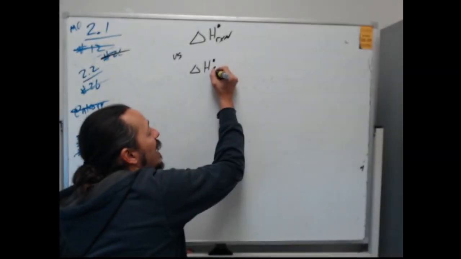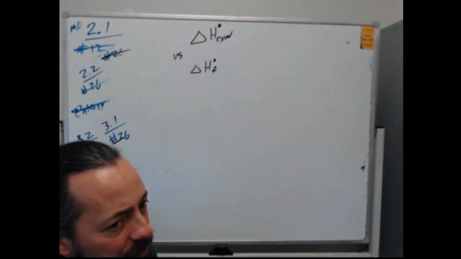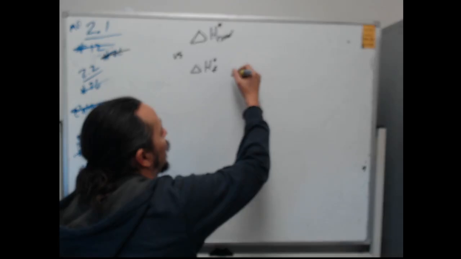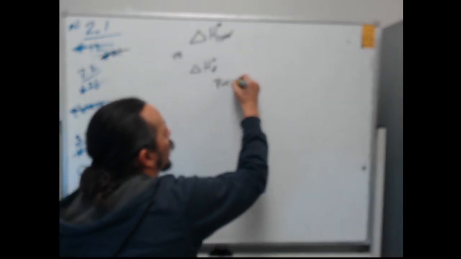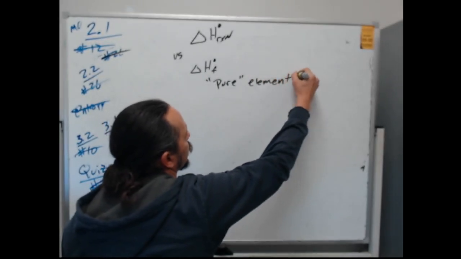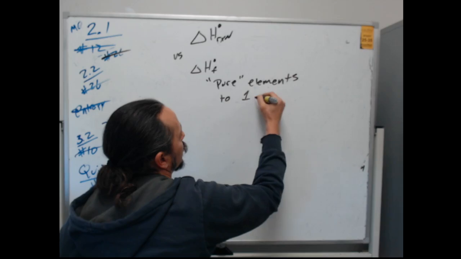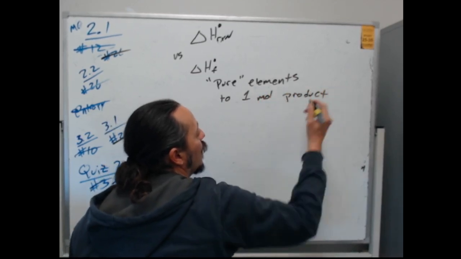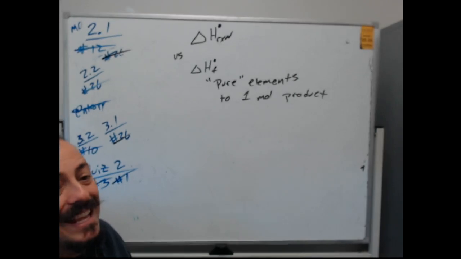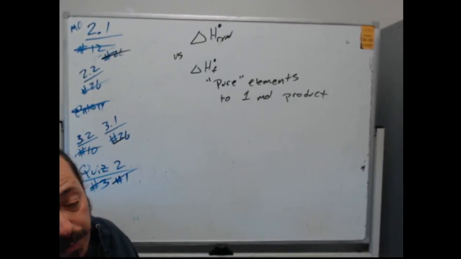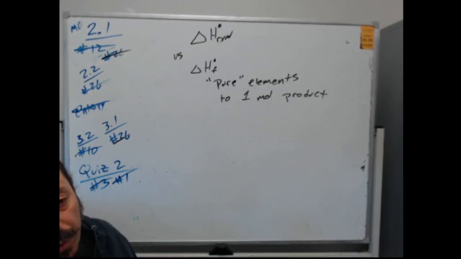Delta H of formation has some extra specifications on it. Delta H of formation is a specific reaction for the material. It's the pure elements to 1 mole of product.